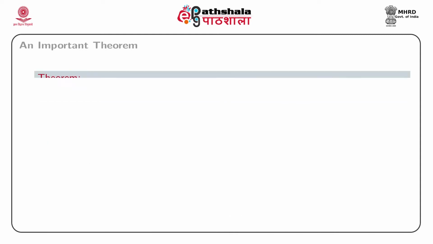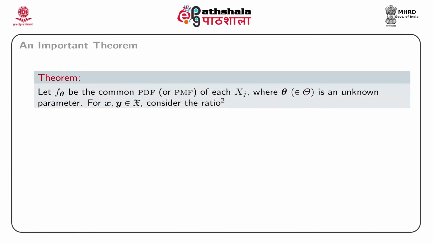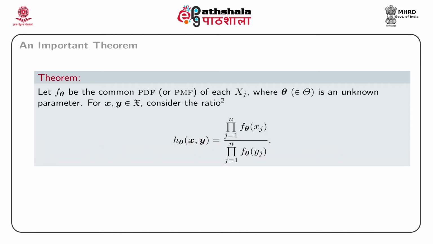Now we consider the main theorem. Let us consider the function h_theta(x, y), which is the ratio of the product over i from 1 to n of f_theta(xi) divided by the product over i from 1 to n of f_theta(yi), where f_theta denotes the PMF or the PDF, and x equals x1, x2, up to xn and y equals y1, y2, up to yn are any two sample points which are vector valued. Here theta is the unknown parameter. Obviously, x and y belong to script X.